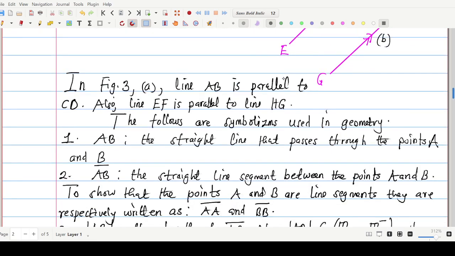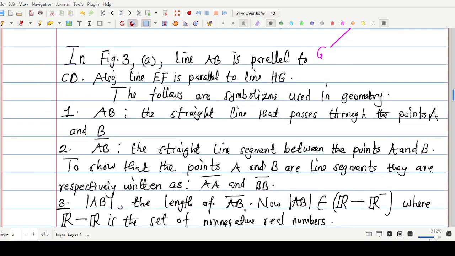Let's look at other aspects. Now we want to look at symbolisms. That is, look here now. We want to look at symbolisms used in geometry. Now, what are the symbols, or the notation, that are applied in geometry?